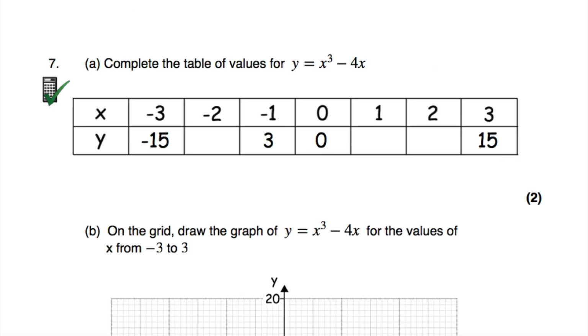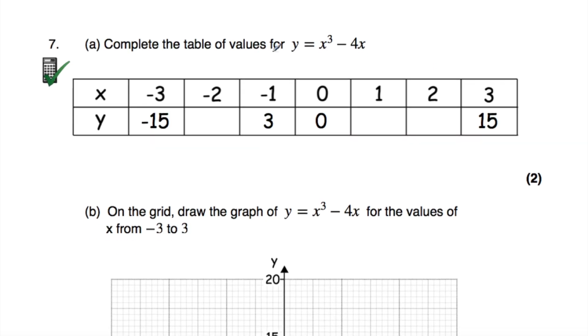Okay, let's look at our next question, question number 7. So question number 7, we've been asked to complete the table of values for y equals x cubed minus 4x. So what we're going to do is cube all the x values and then take away 4 times the x value. So here, 3 cubed is 27, 4 times 3 is 12, and 27 take away 12 is 15. So that's why the 15's there.